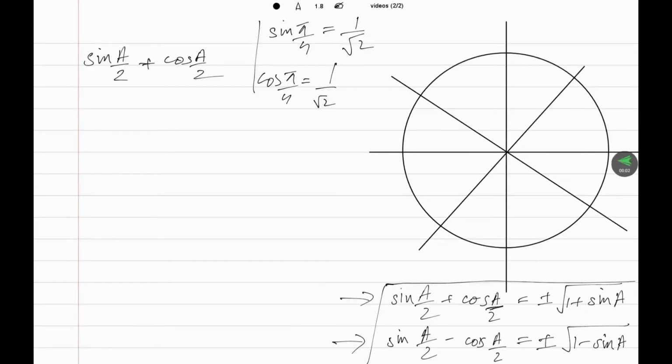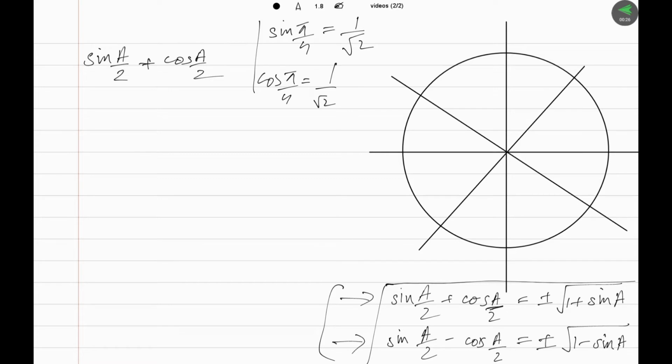Alright, so in the previous video we found some formulae using the half angles in terms of sine A, these two basically here. Now in this video we'll find out the signs of these two, where they are positive and where they are negative.